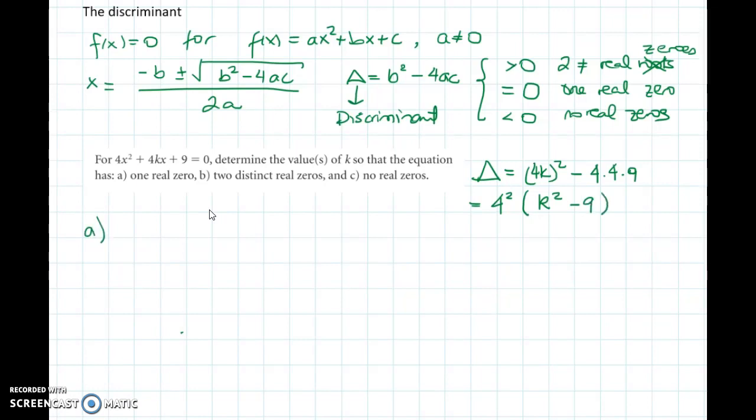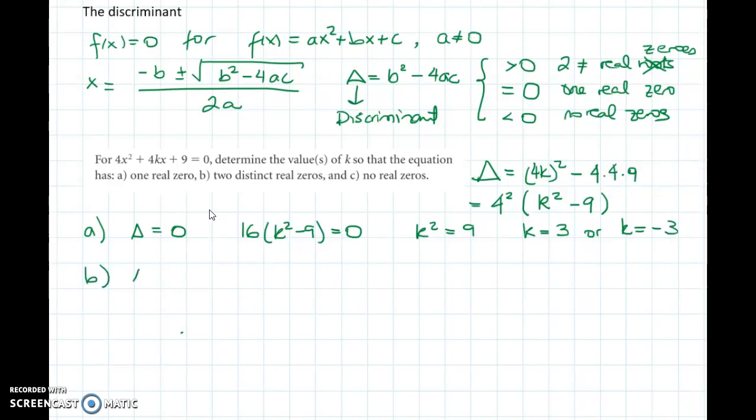In the first case, we want to know when we have one real zero, so that means we want the discriminant to be equal to 0. So we want this 16 times k squared minus 9 to be equal to 0, which means that we want k squared to be equal to 9. So there are two options. Either k is the value 3, or k could be the value negative 3.